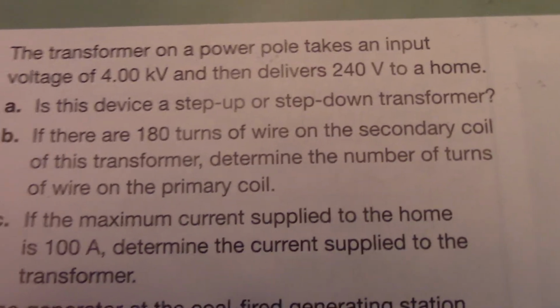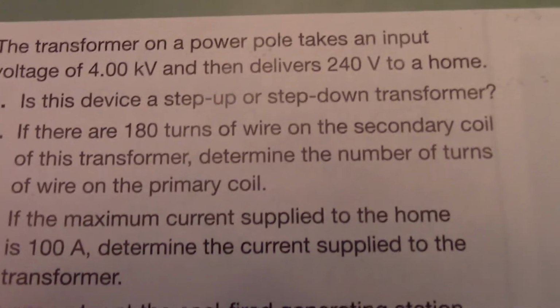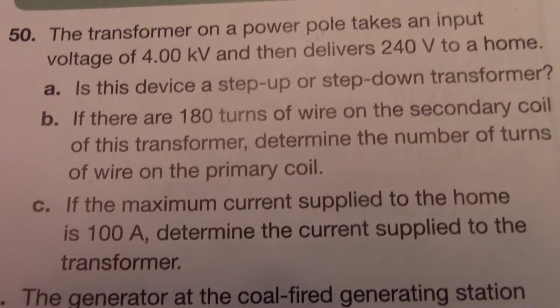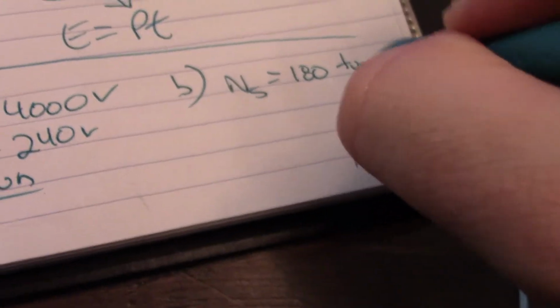B asks if there are 180 turns of wire on the secondary coil. Determine the number of turns of wire on the primary coil. So NS equals 180 turns. Okay? And it wants to know how many turns are on the primary coil. So we're looking for NP.